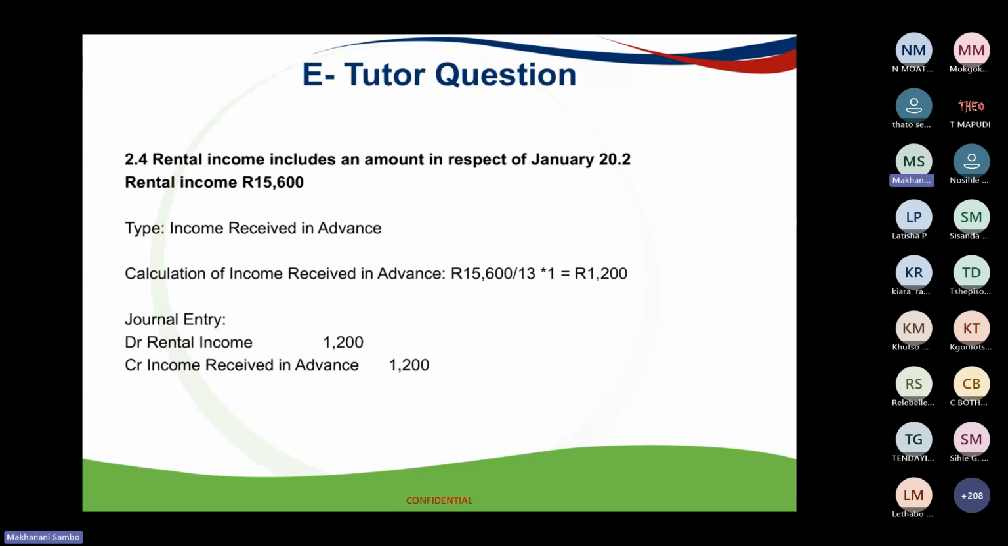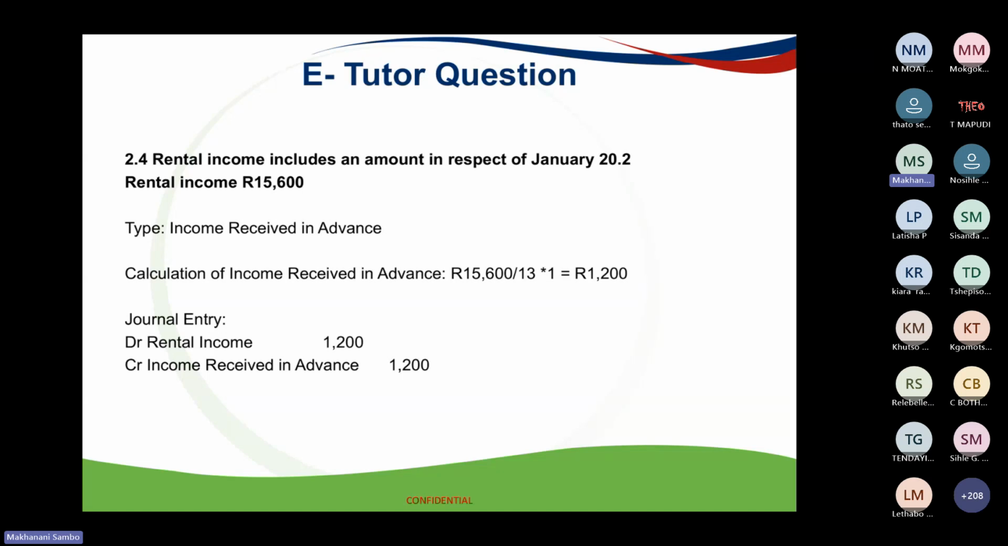Then the next one is where we have a rental income, which includes an amount in respect of 15,600, which is for January 2002. Because this is income that we've received that relates to the next year, we regard this adjustment as income received in advance, where we need to calculate from the total rental how much is the rental for January.